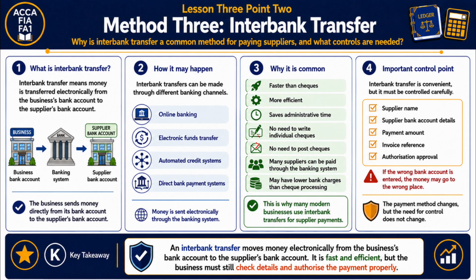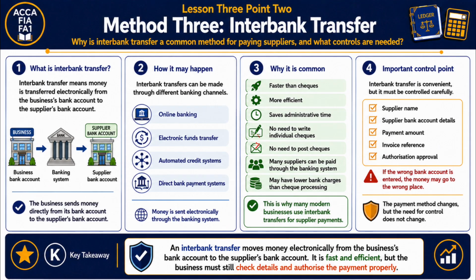Why is interbank transfer common? Interbank transfer is common because it is faster and more efficient than checks. It can save administrative time. The business does not need to write individual checks. The business does not need to post checks to suppliers. The money can be sent electronically. Many suppliers can be paid through the banking system. There may be lower bank charges compared with check processing. This is why many modern businesses use interbank transfers for supplier payments.